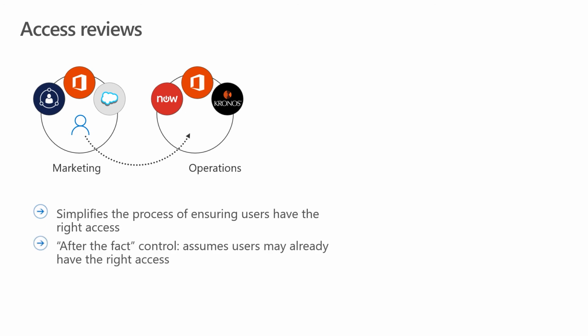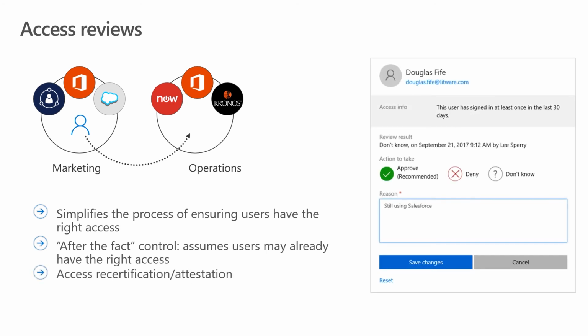One thing to note is access review is an after-the-fact control, which means we assume you already have the right controls and you're members of the right groups or have permissions to the right applications until we're specifically told to deny that permission. Now, for access reviews, the users get prompts like this, in which you get to specify what the reason is and if you still need access. And that way we can take further action on those.